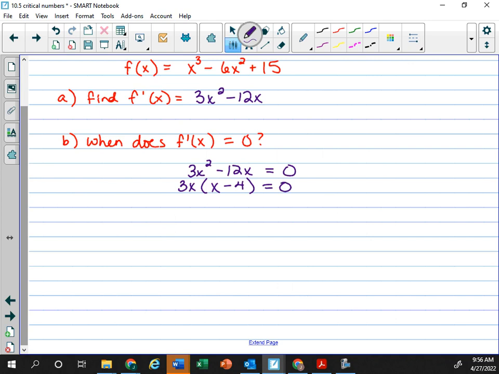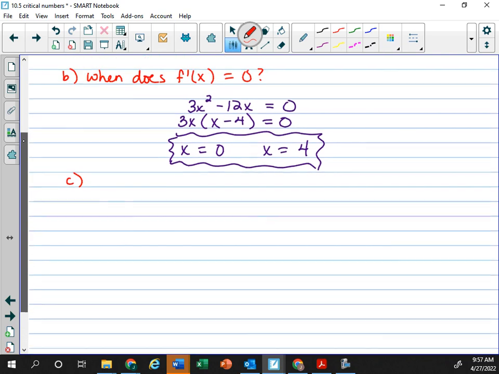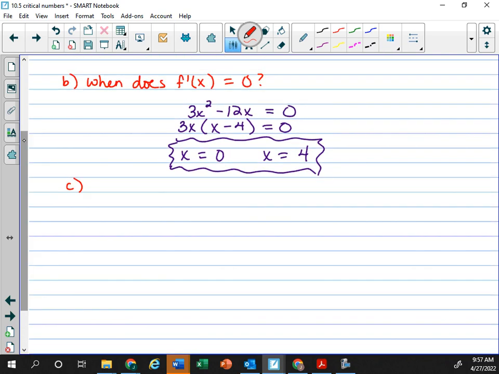So what are the 2 x values for when our derivative is equal to 0? 0 and 4, okay. All right, so far nothing too tough. All right, I want you to graph f of x on a calculator. I'll graph it up here, so if you don't have your calculator, that's okay. You don't need a calculator throughout this unit. This is just for you to see what's happening on this one.